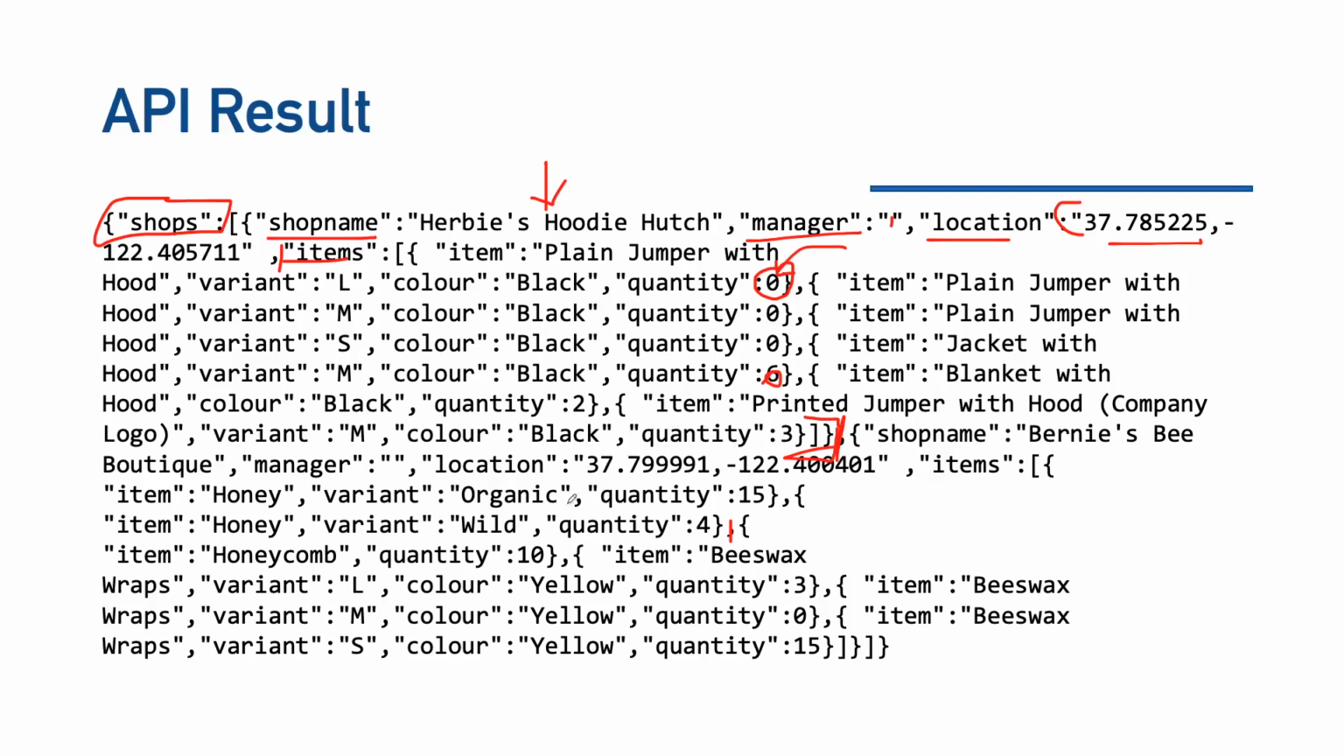And again, in the second one here, we have Bernie's B8 Boutique without a manager, with another location here, which is quite close to the other one, actually. And what is this really saying? You can Google anyway. They have a lot of honeycomb, a lot of wild honey, and a lot of beeswax in large, medium, and small. It's not something where we can use this to get an advantage, really.